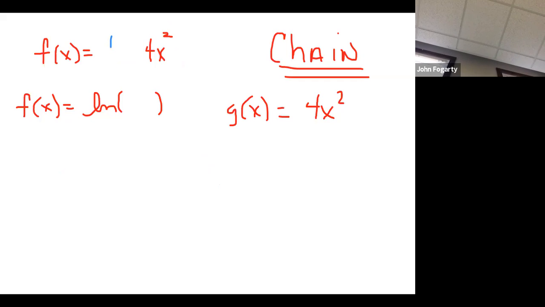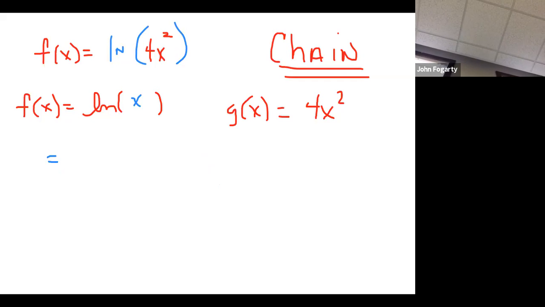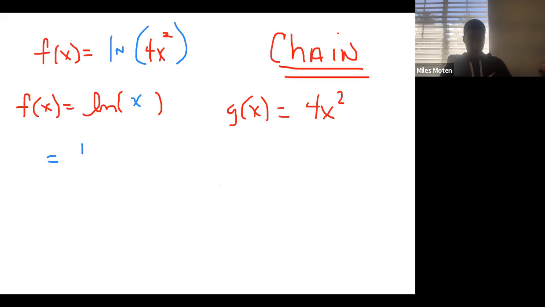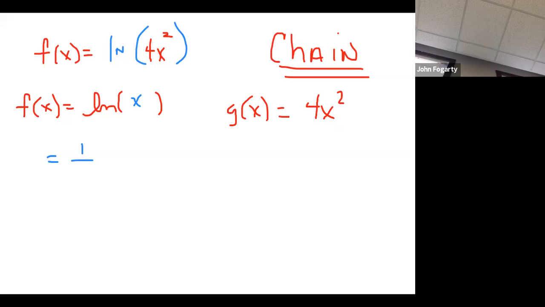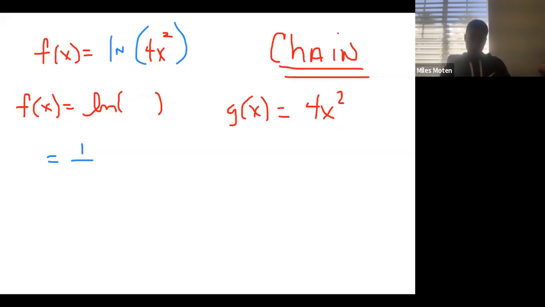You want to look at it this way. Those are your two rules. So the first thing we're going to do is pretend this just said x. Well, what's the rule? 1 over x. It becomes 1 over x. But it's not x. What is it? 4x squared. Yeah, it's 4x squared.